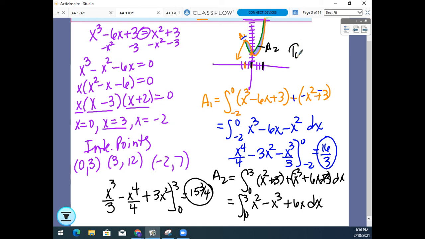So my total area is area 1 plus area 2, 16/3 plus 15 3/4, which is 21 1/12. Yeah, I should have probably warned you this would take like a lot of space. So, but that's it.